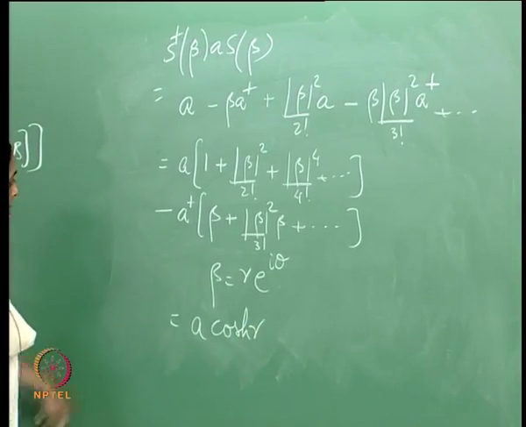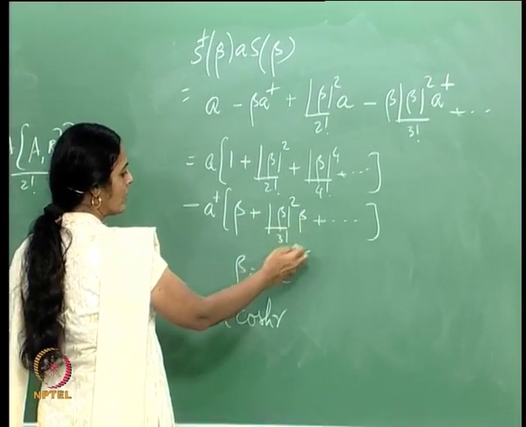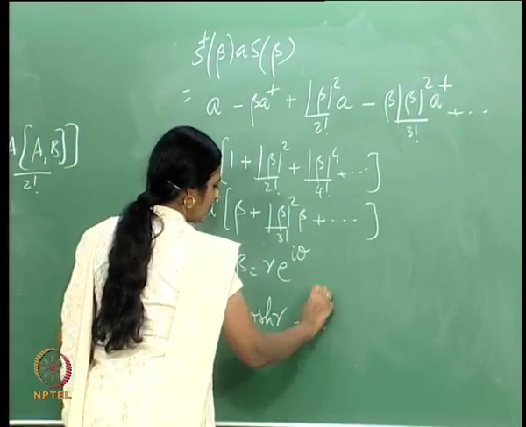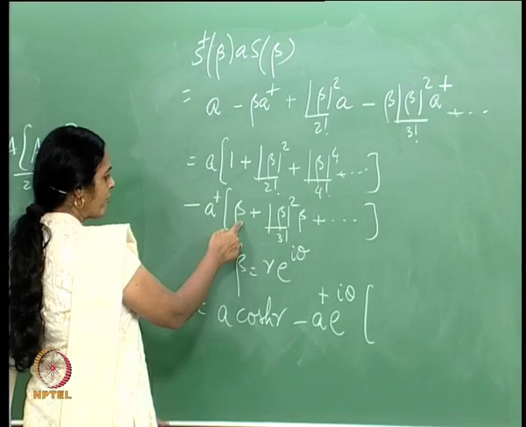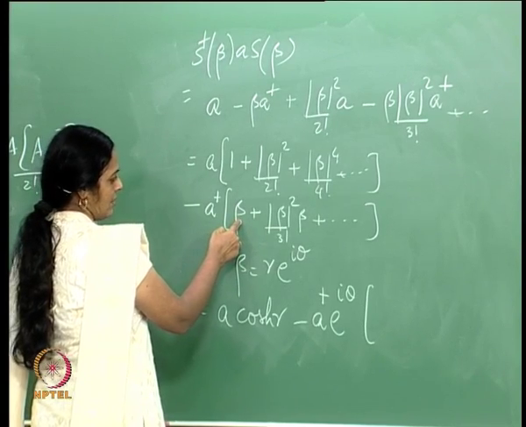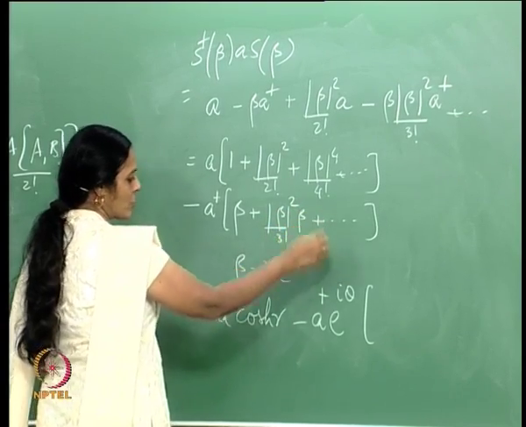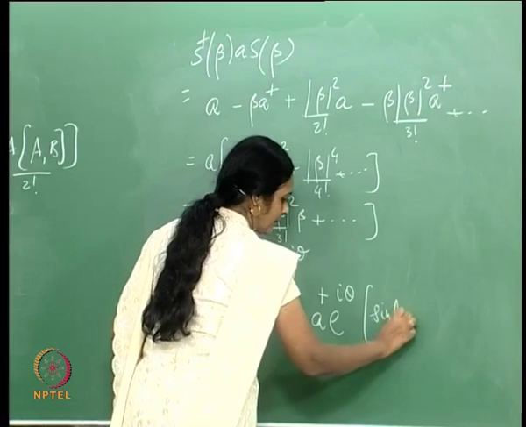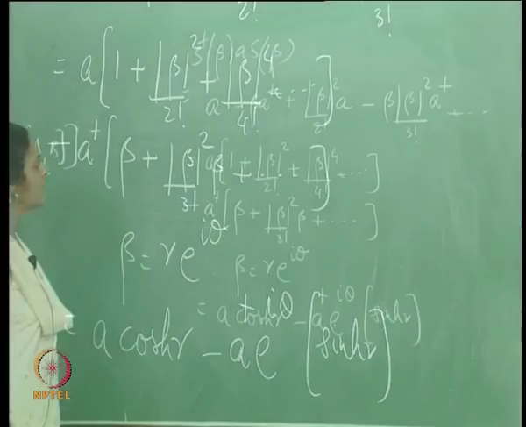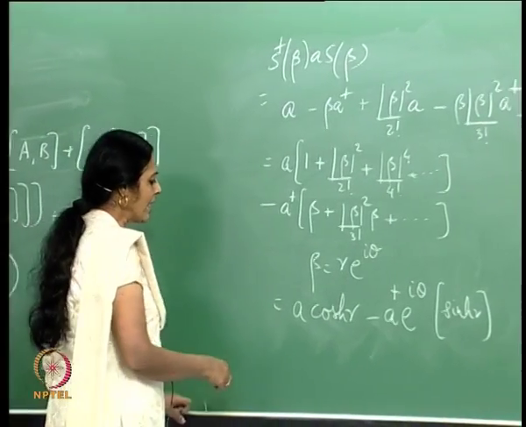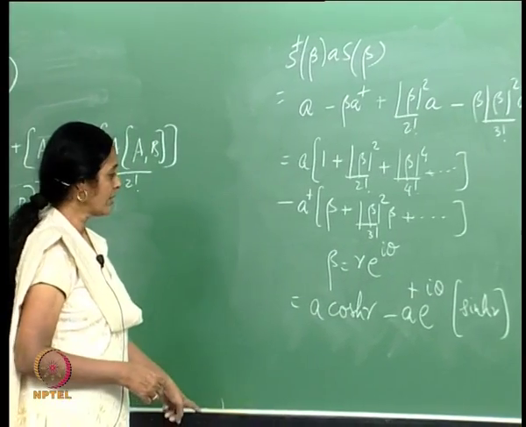cos h r. There is always a beta here, so I can pull out an e to the I theta. And what is left behind is an r plus there is an r squared here and an r here, so an r cube by 3 factorial and so on. And this is what I have. So, I have S dagger of beta A S of beta is simply A cos h r minus A dagger e to the I theta sin h r.